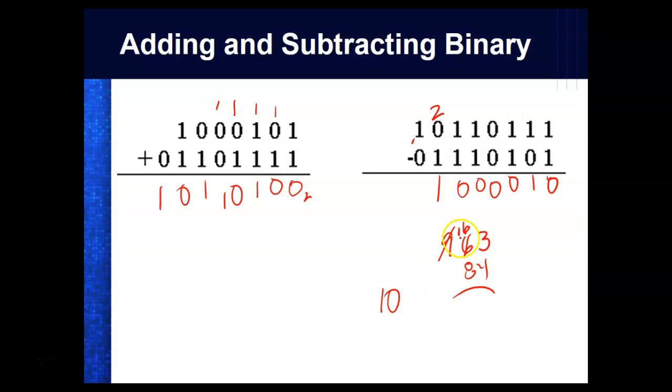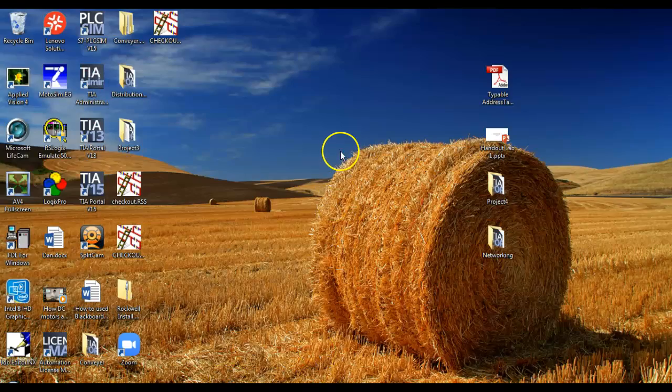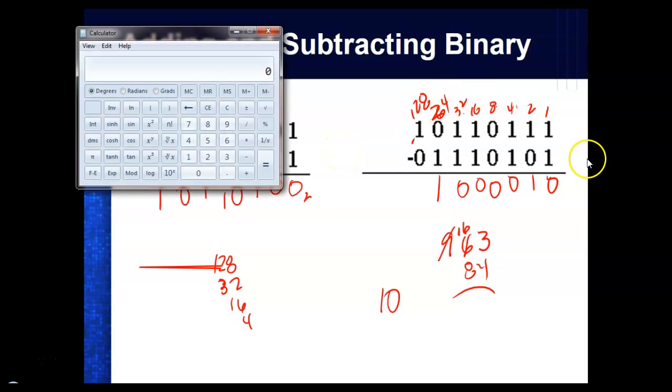And we can look at this. So let's convert this over and see if my answer is right. So we would come up here. 1, 2, 4, 8, 16, 32, 64, 128. 1, 2, 4, 8, 16, 32, 64. So we'd add what? 128 plus 32 plus 16 plus 4. In fact, to save time, I'm just going to bring up the calculator. And we'll let the calculator do it to check it to see if this is right.